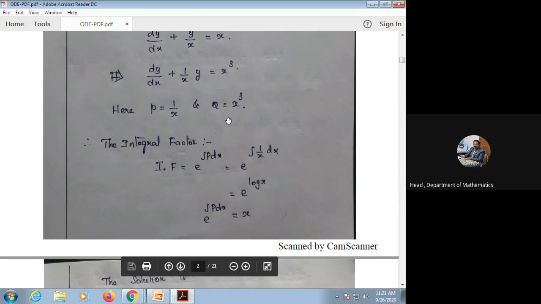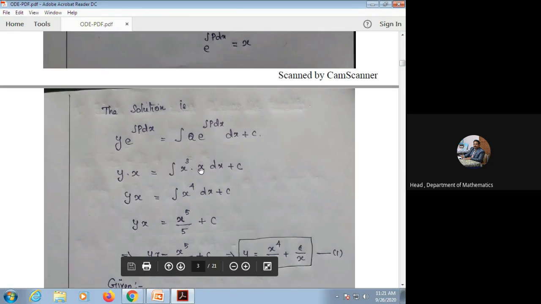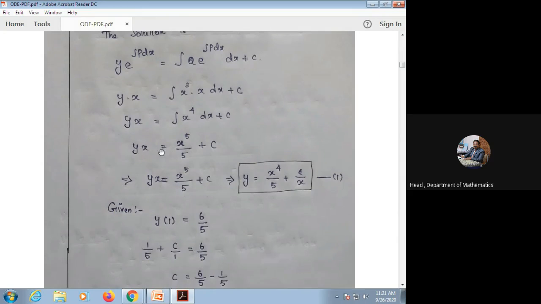So substitute here y into x, that is equal to integral, we know the q value. The q value is x power 3, therefore substitute here. Then into e power integral p dx, that is x into dx plus c. Multiplying these two values, therefore x power 4 into dx plus c. The left hand side is the same, y into x. Therefore, yx equal to integration of x power 4 into dx.